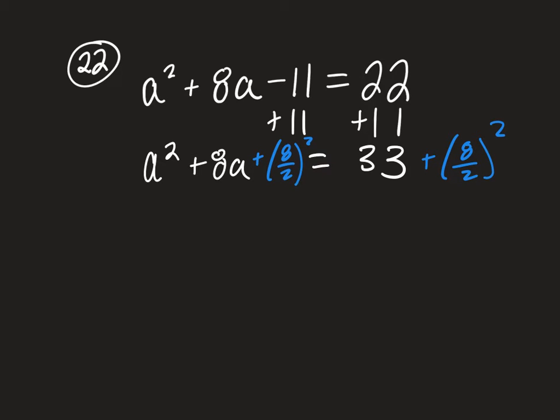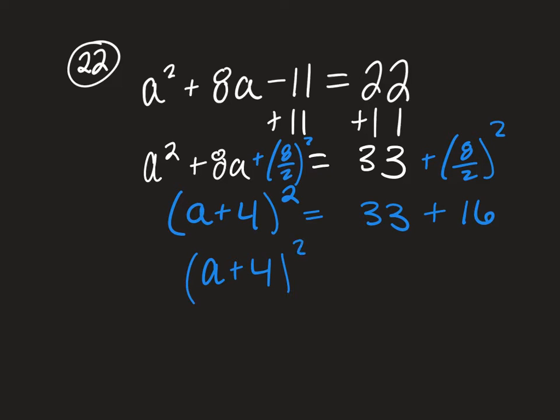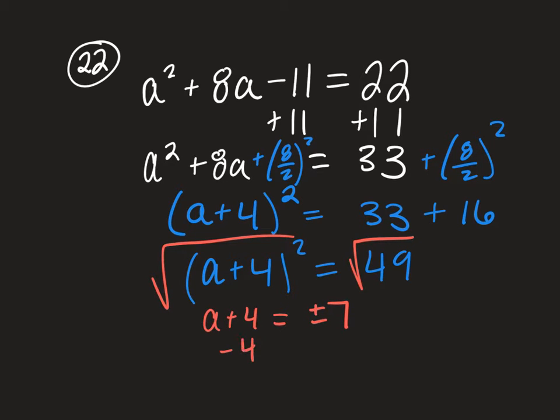So then on the left, we can use that shortcut, which makes this a plus 4 squared. And then on the right, we've got 33 plus 16, which is 49. So then we have to take the square root of both sides. So we get a plus 4 is equal to plus or minus 7. Then we have to move that 4 over. So then we have a is negative 4 plus or minus 7.